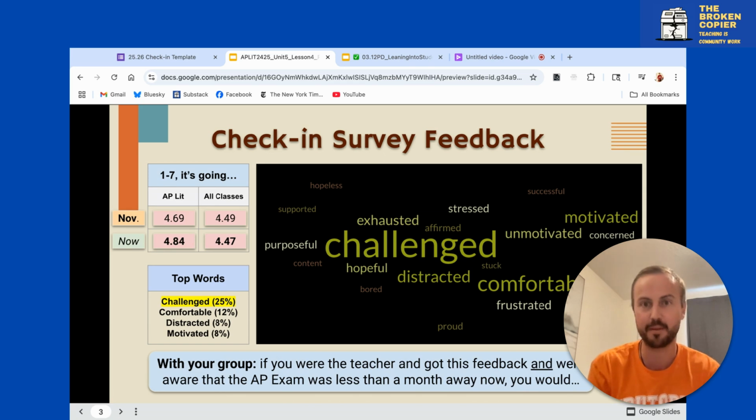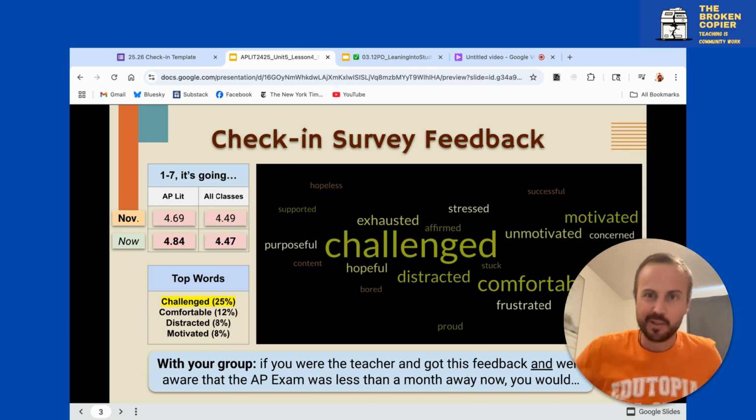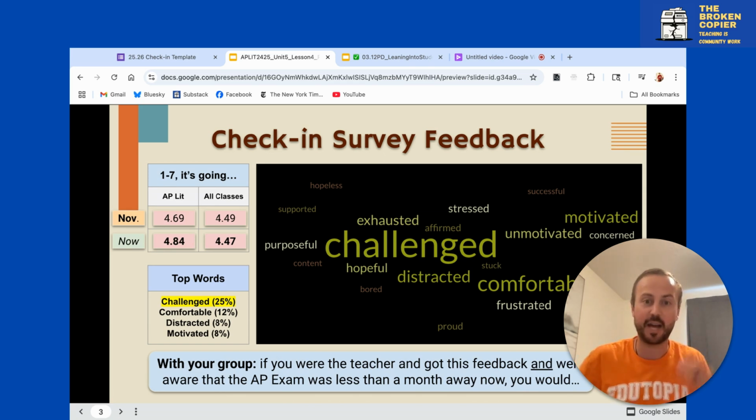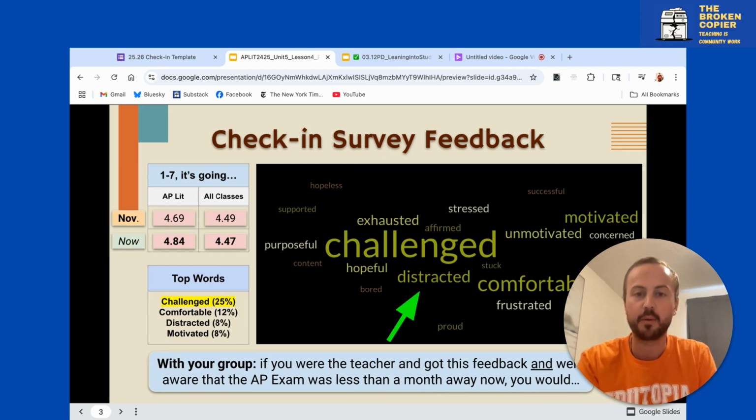As I've told them, this is an AP class. I kind of like the word challenged, but I also know that challenged plus supported is a great thing, but challenged but unsupported, the absolute worst thing in the world, right? So it really depends on almost what word number 2 is. We talk about some other words in here that were showing up.